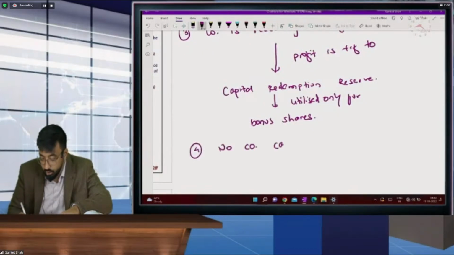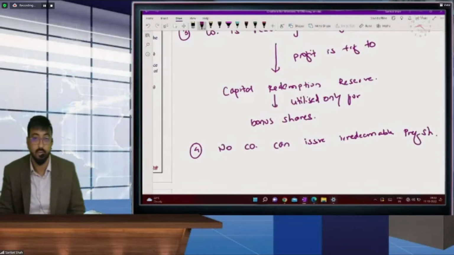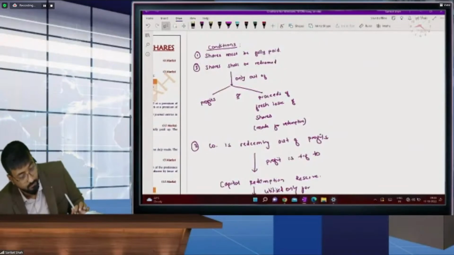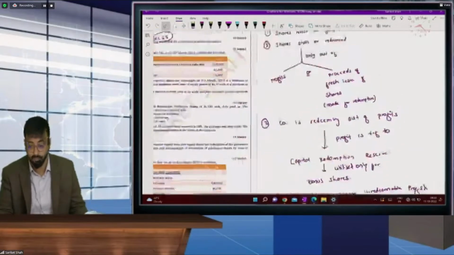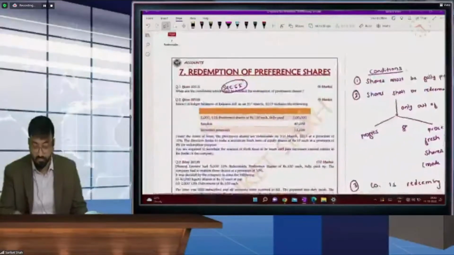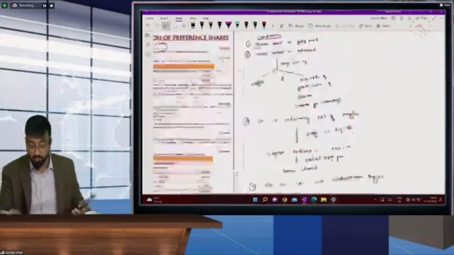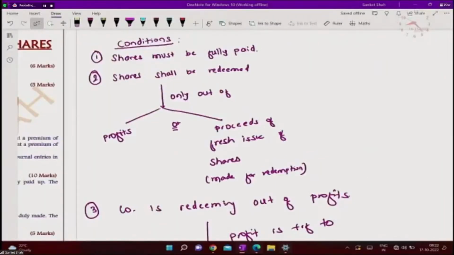No company can issue irredeemable preference shares. Okay. So these are some conditions, beta. 6 marks question. Have you written this, or you can take a screenshot if you want? At least one page answer, beta.